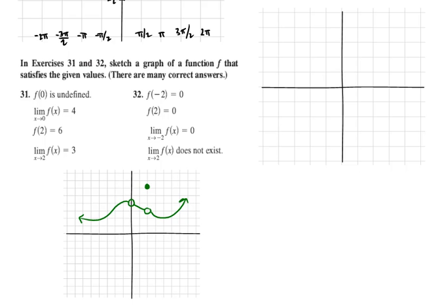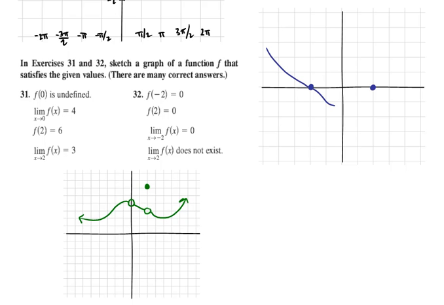What I usually like to do is to draw in any points that I know. So I know that f of negative 2 is 0 and f of 2 is 0. So I draw those 2 points in, and then next I'm looking at the limit as x approaches negative 2, which will be 0. So that means I'm going to have the same behavior from the left and the right as x approaches negative 2, and the y value that both sides are approaching is 0.